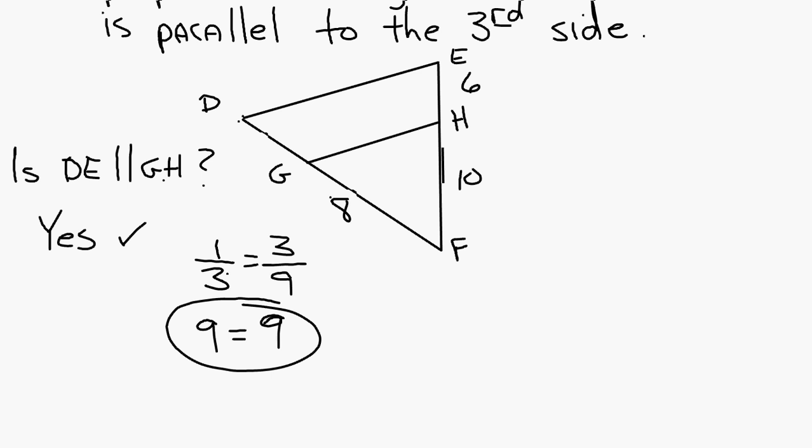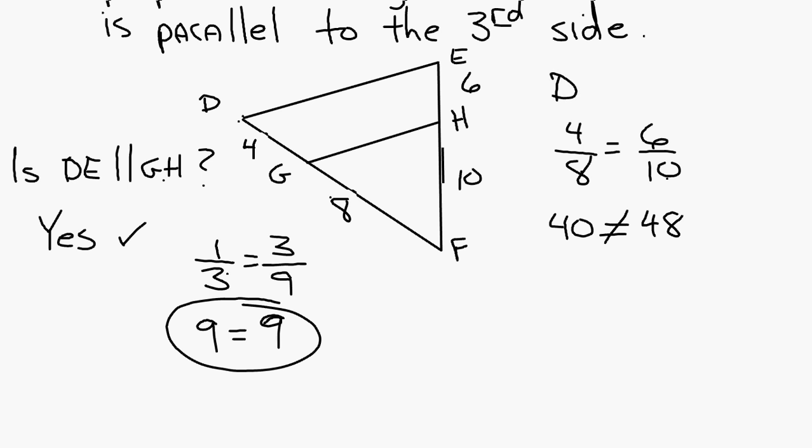So now, does 4 over 8 equal 6 over 10? Four times 10 is 40. 8 times 6 is 48. These two are not equal. So in that case, DE is not parallel to GH. Alright, so there's an example of parallel, and there's an example of not parallel.